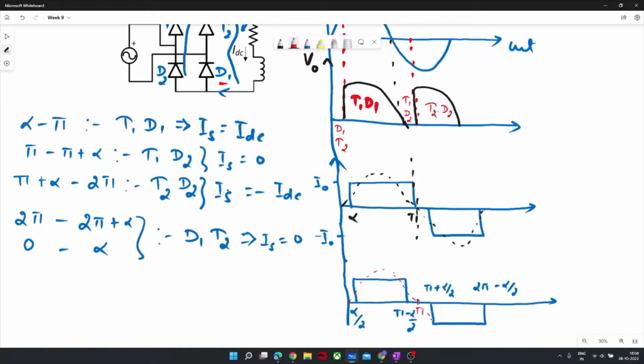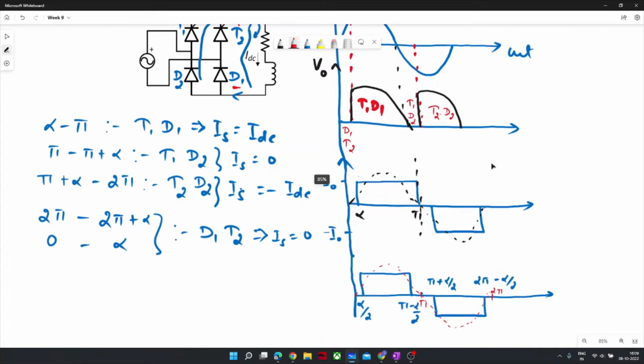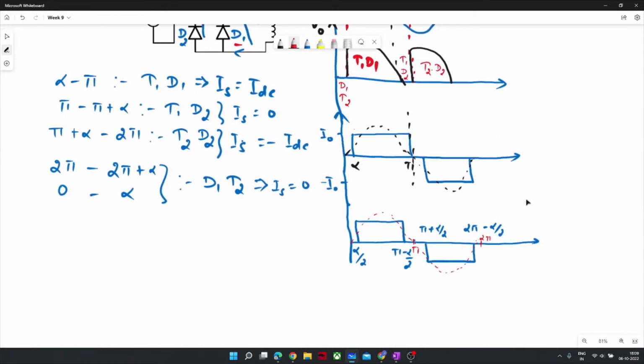And now its Fourier series will be symmetric over 2 pi. In a full bridge thyristor based rectifier, when the source is continuously conducting, this would have been a full square wave. But now some portion gets chopped off, so that portion would reflect in its expression.